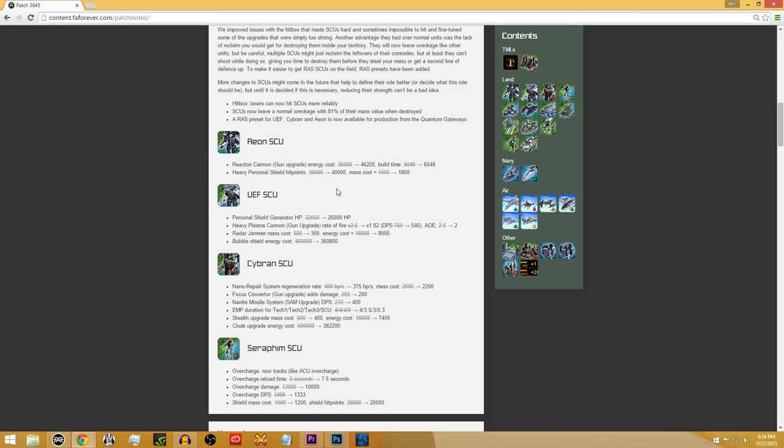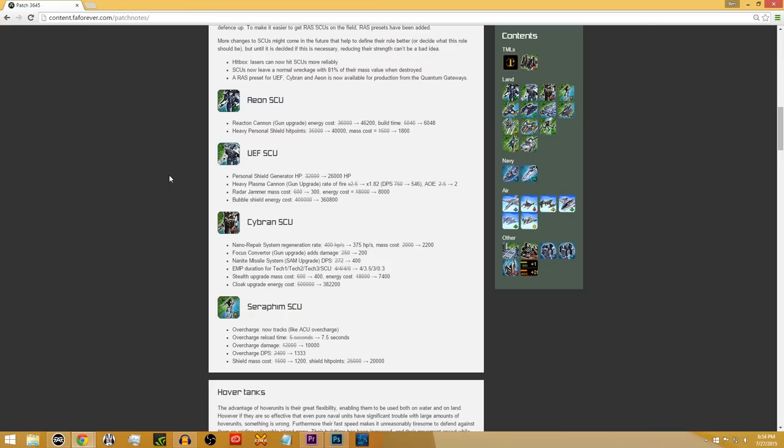And then I'm not going to go over all the exact costs and changes, but basically the gun upgrades and the shield upgrades have increased costs and increased build times. So now you're not going to get those stupidly overpowered UEF SACUs. The shield generator has gone down in HP, and overall, it's just awesome changes. It is a good thing.